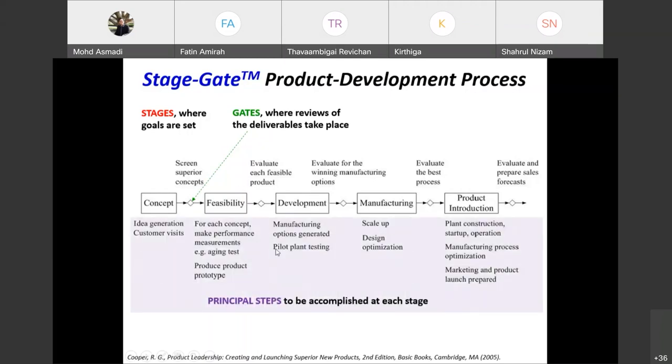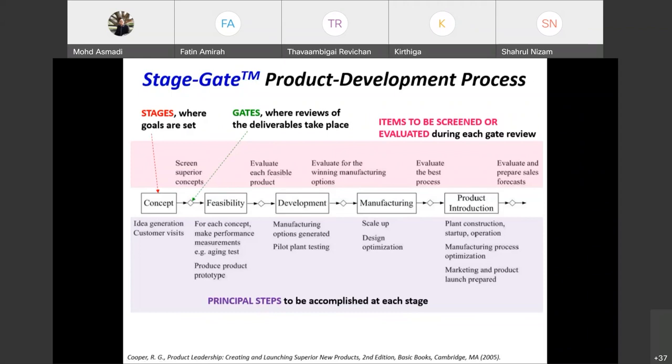If you look at here, this one on the bottom is the principal step to be accomplished at each stage. And then you have to remember this one, the red one. And the top part is an item to be screened or evaluated. We have to screen during each gate review. This one, screen the concept. This one, the diamond one. You have to remember that.